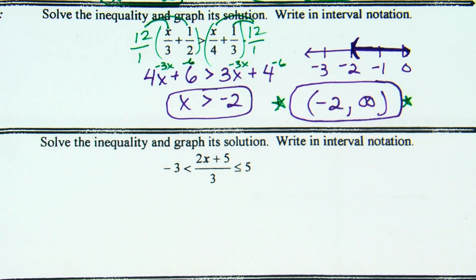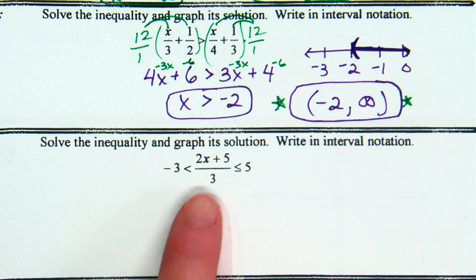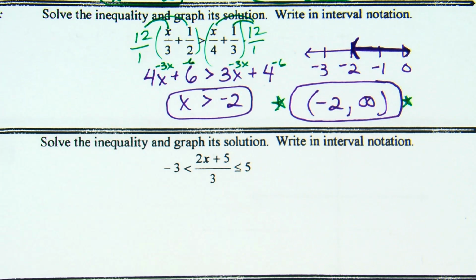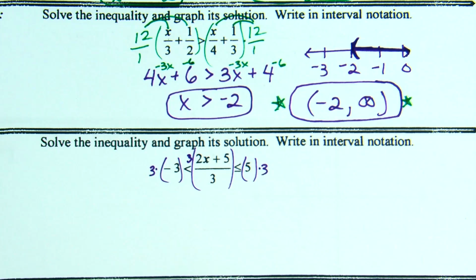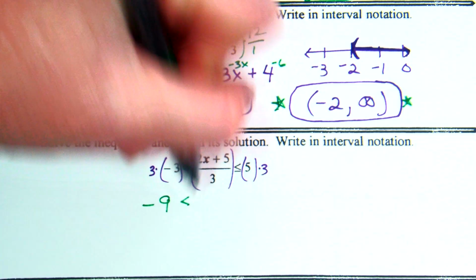Okay, yeah. If we're trying to get x by itself here in the middle, it's 2x plus 5 divided by 3. So how do you undo divide by 3? We're going to multiply by 3. Now, the catch is, if we multiply by 3 in the middle, what else? It goes on both sides. Yeah, we're multiplying by 3 everywhere. So 3 times negative 3 is negative 9, less than. In the middle, the 3 on top, 3 on bottom cancel. I have 2x plus 5, less than or equal to 15.